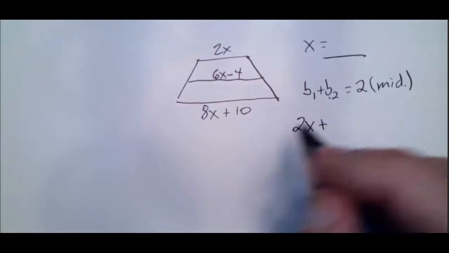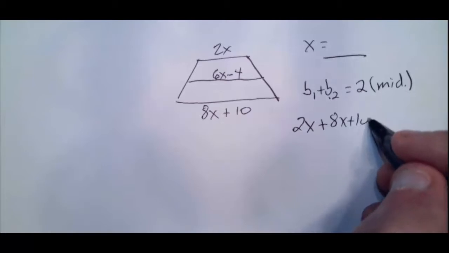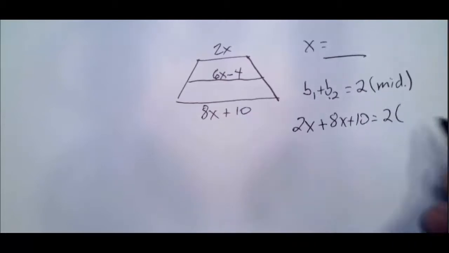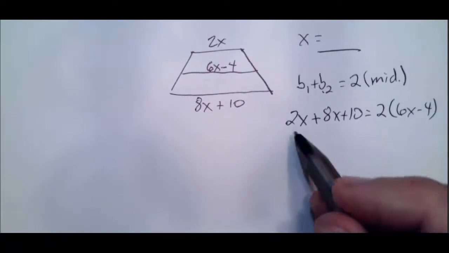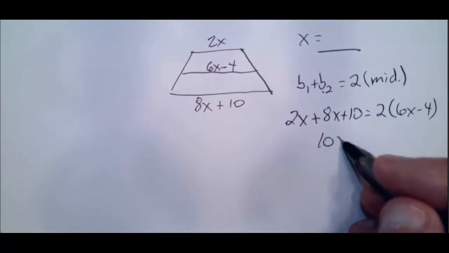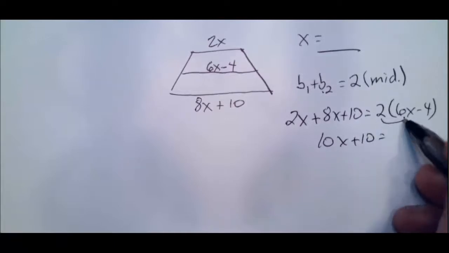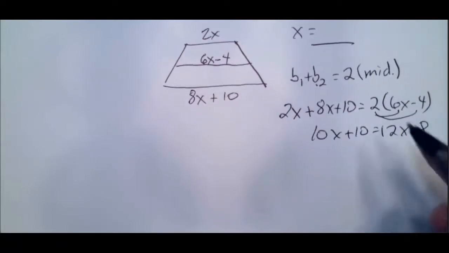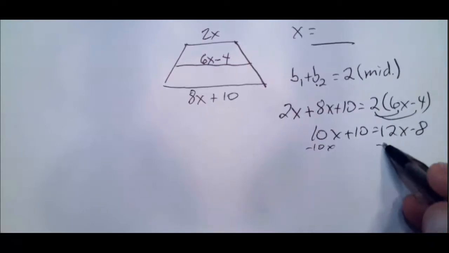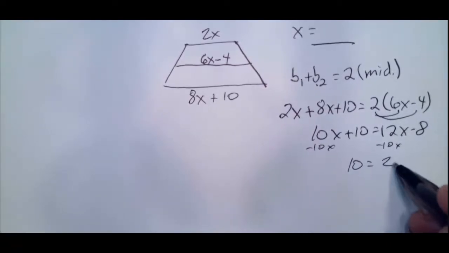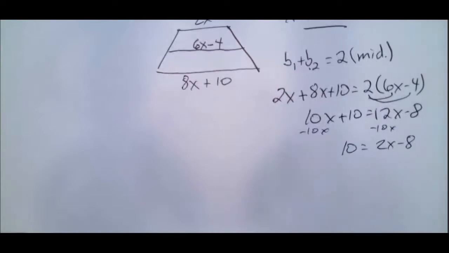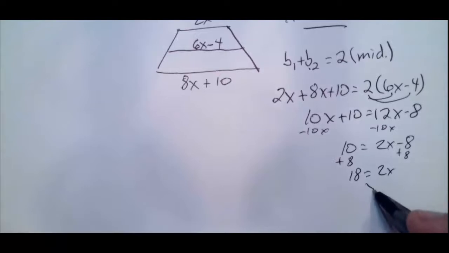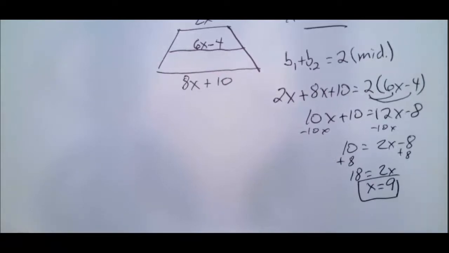B1 plus B2 equals 2 times the mid-segment. 2x plus 8x is 10x. Then 12x minus 8. Let's bring this x over. 10 is equal to 2x minus 8. Add 8, add 8. 18 is 2x. So x equals 9.